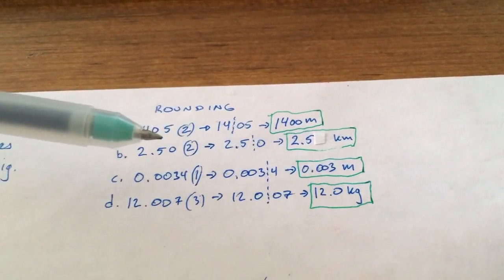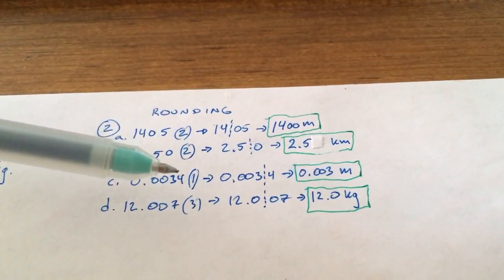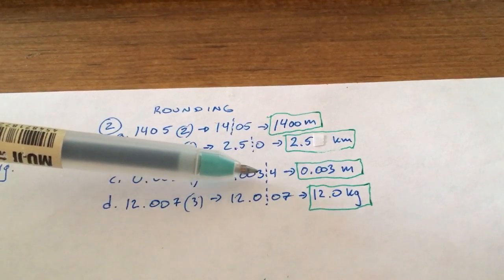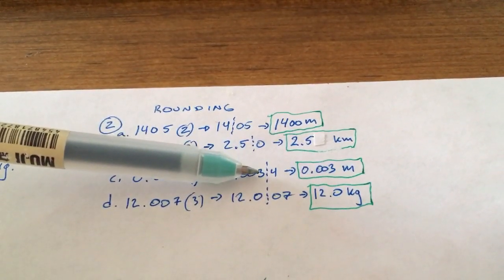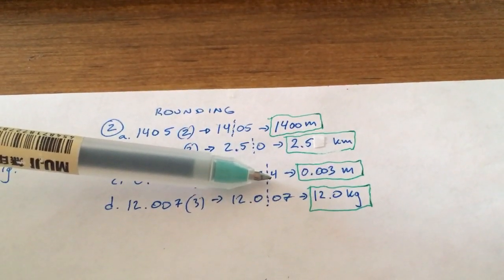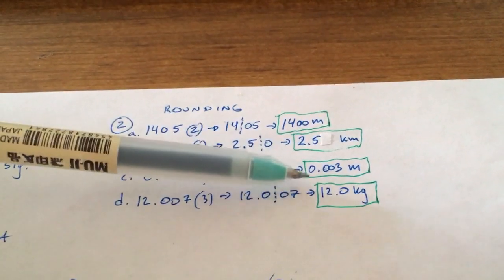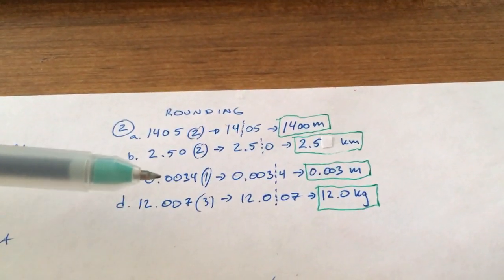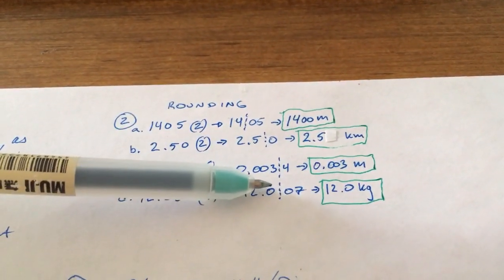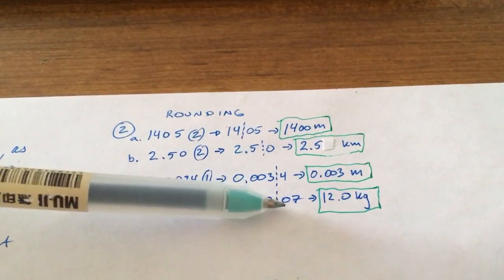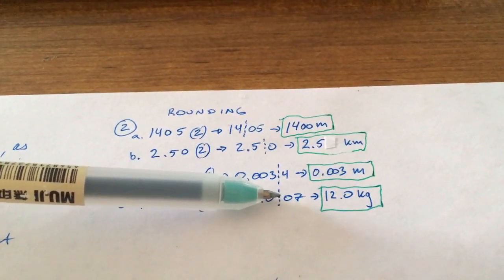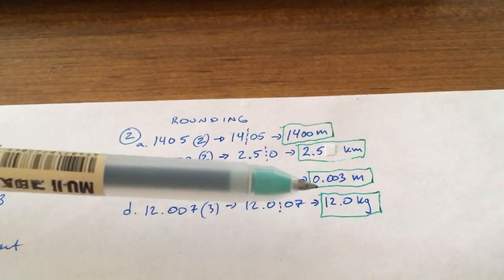There we go. For C, 1 significant digit, that means your cut line's after the first significant digit. The first significant digit is the 3. The 4 tells us how to round, it tells us to stay. So 0.003. And here, 3 significant digits, the cut line is after the first 0. There's a 0 after it that tells us to stay and not round up. And so the answer is 12.0.